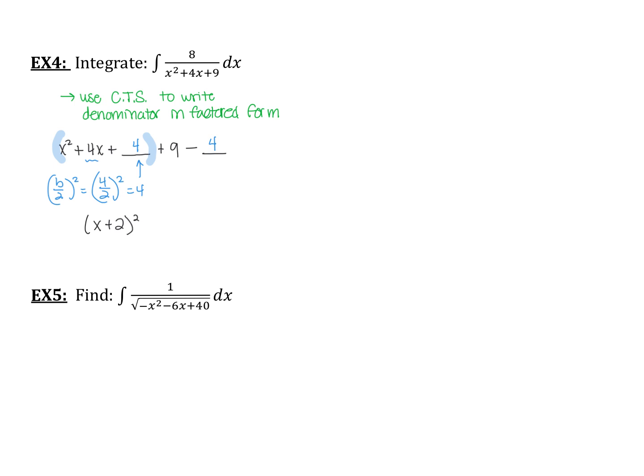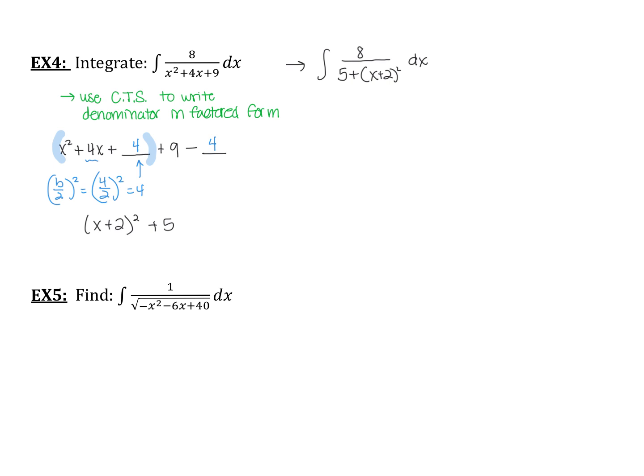But when I then add the plus 9 and the minus 4, we get plus 5. If you wanted to, you could expand this, and you should end up with x squared plus 4x plus 9. Okay, well, why does this help me any? Well, let's rewrite this integral to be the integral of 8 over, I'm going to put it in a slightly different order, 5 plus x plus 2 quantity squared dx. Why might I do that?